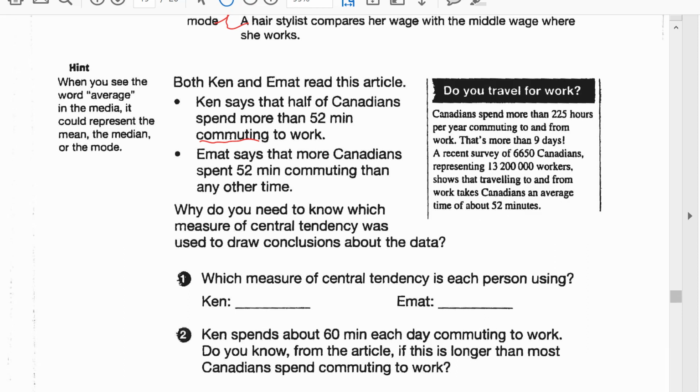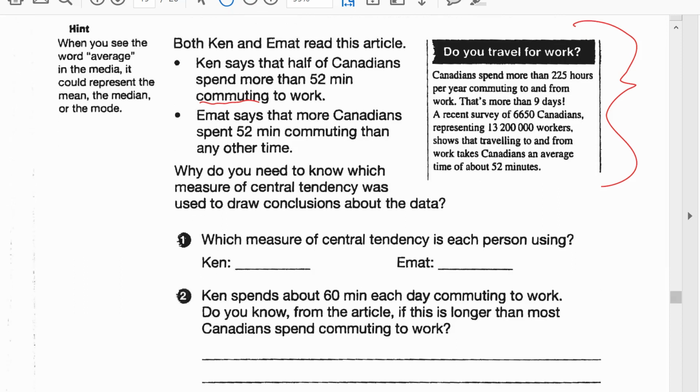All right, and it says over here for the article, do you travel for work? Canadians spend more than 225 hours per year commuting to and from work. That's more than 9 days. A recent survey of over 6,000 Canadians representing 13 million workers showed that traveling to and from work takes Canadians an average time of about 52 minutes.